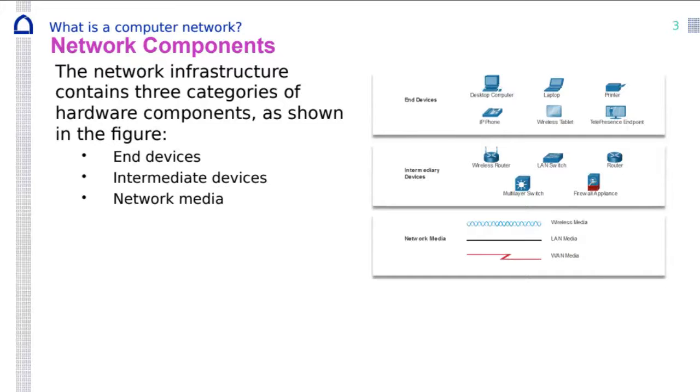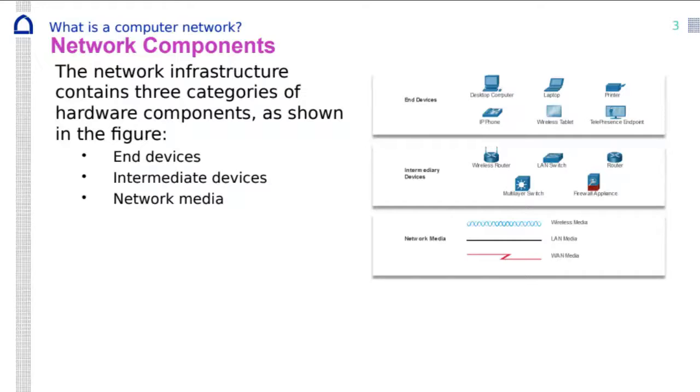Network components, or the network infrastructure. There are three categories of hardware available in the network infrastructure. We have the end devices. If you look on top here, these are samples of the end devices: desktop computers, laptops, printers, IP phones.